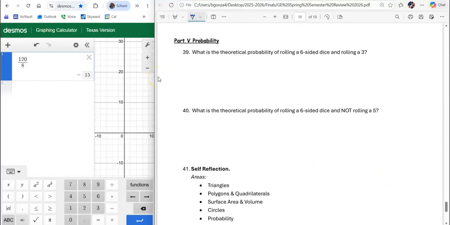Probability. The theoretical probability of rolling a 6-sided die and rolling a 3: 3 over the possible 6 is 1/2. Okay, rolling a 6-sided die and not rolling a 5. How many options are not 5? 5 over 6. That's it.